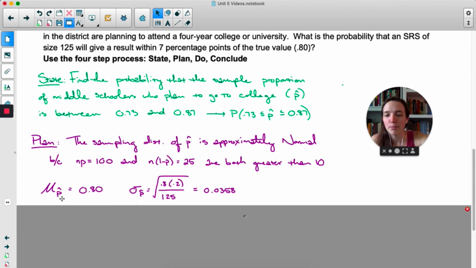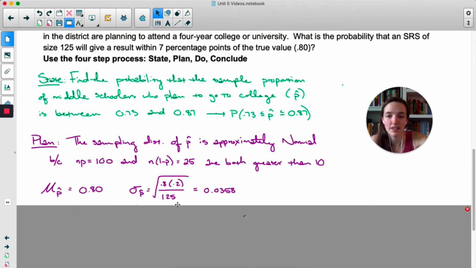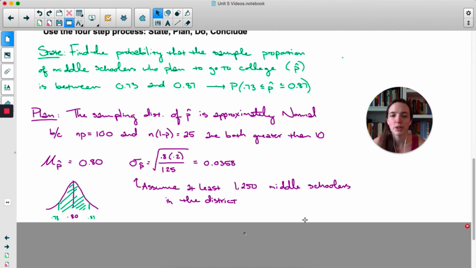Okay, the mean of p hat is 0.8, just equal to p. Standard deviation of p hat, we're using the formula here, the square root of p times 1 minus p over n, which is 0.0358. Now, in order to use that formula, we technically need to check the 10% condition. This is something that isn't included on the formula sheet, so it is something that you need to remember. Anytime you're using the standard deviation formula for a sampling distribution, you have to either have independent observations or, since that's unlikely, you need to check the 10% condition.